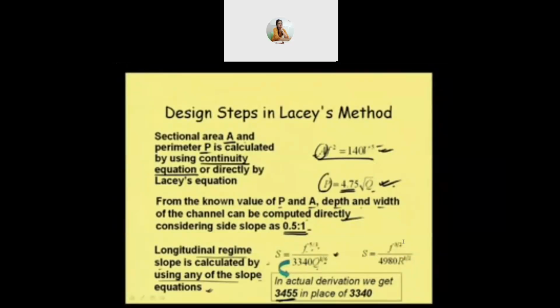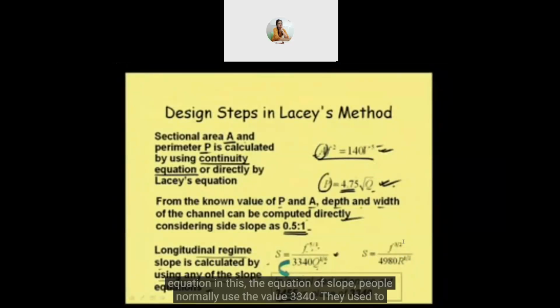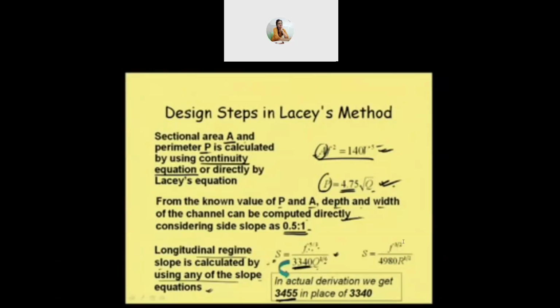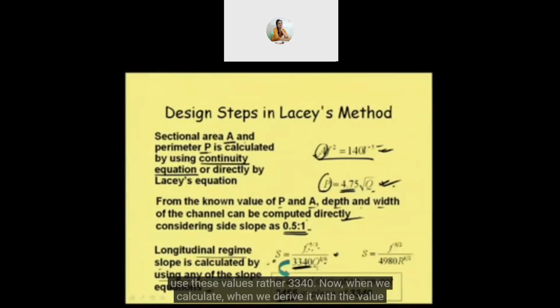3455. But in place of 3455, in the equation of slope, people normally use the value 3340. They used to use this value, 3340. Now when we derive it with the coefficients of the other equations that we are getting in our MKS system, we get 3455. But still, people are using this value, because it gave a good result earlier.